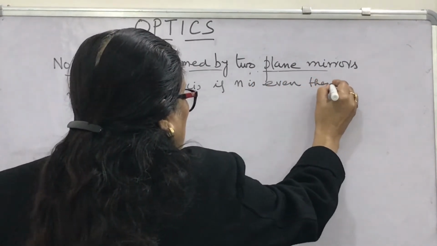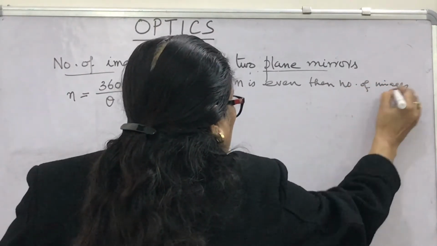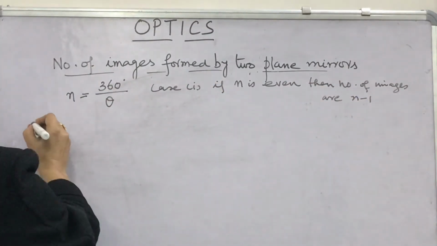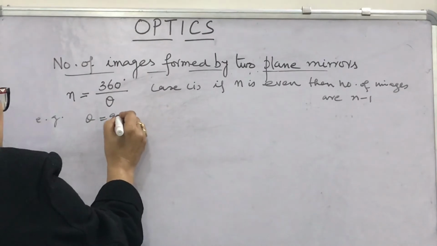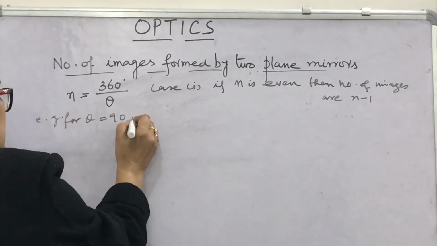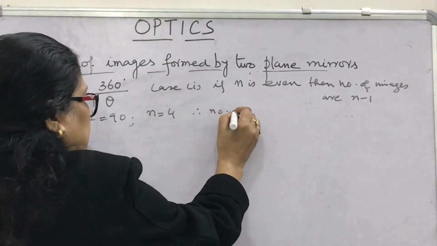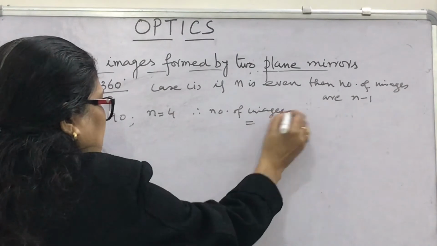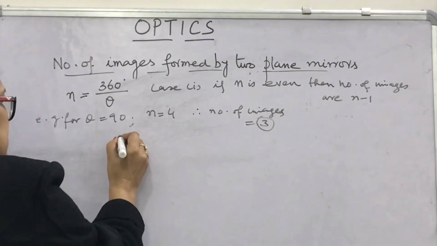Case 1, if n is even, then the number of images is n minus 1. For example, let us take theta equal to 90 degrees. For theta equal to 90 degrees, n is 4. Therefore, how many images will there be? 3. Okay, n minus 1, that is 3. Let us see how it happens.